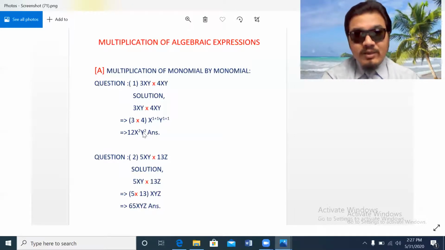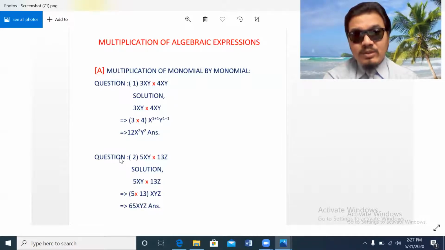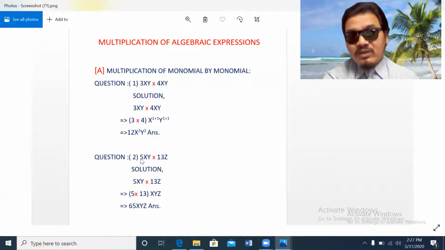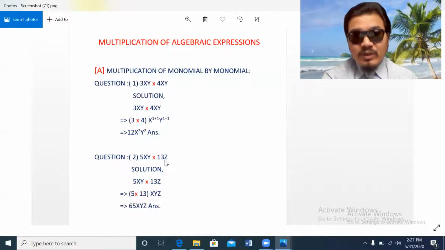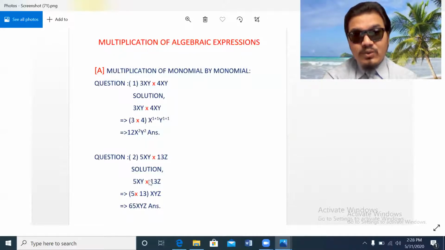And similarly, let's go with example number 2. Question number 2, look here, 5xy multiplied by 13z. And as I told you in the previous example, when we multiply them, please first of all write the solution. After solution, put the comma, and then 5xy. You have written 5xy into 13z.